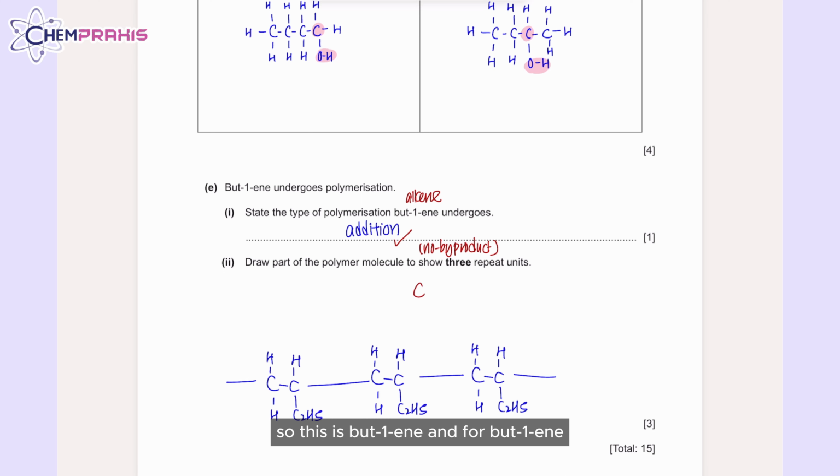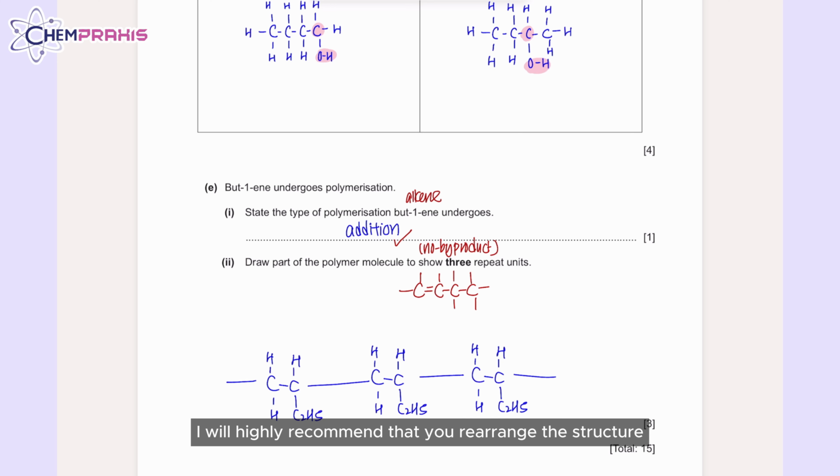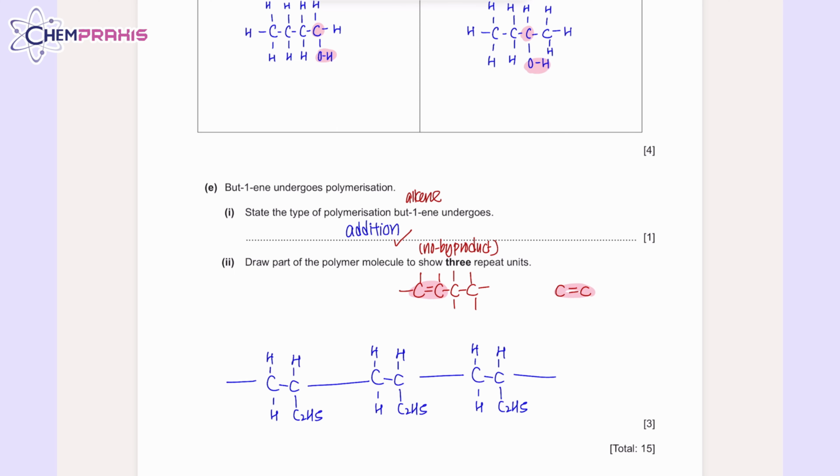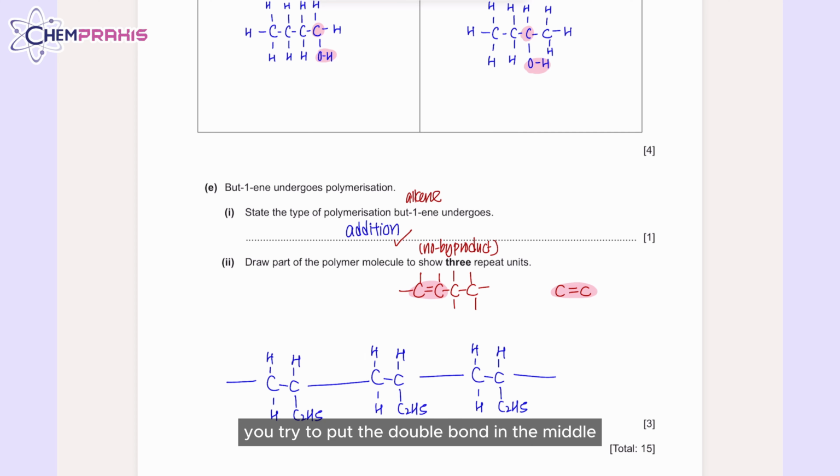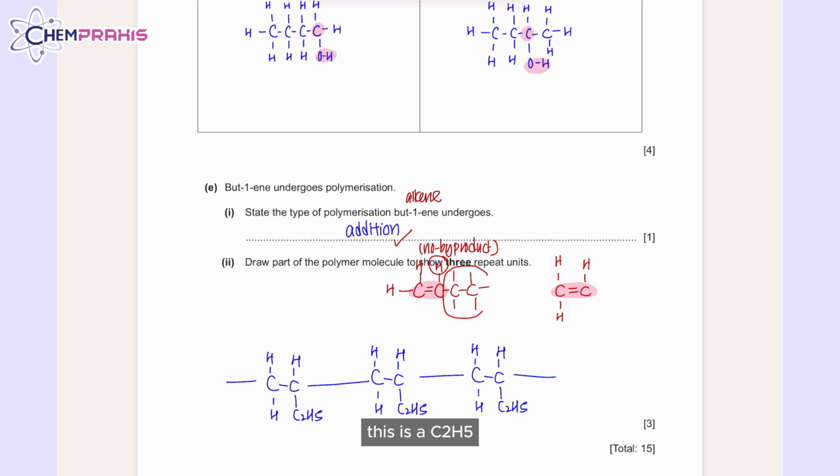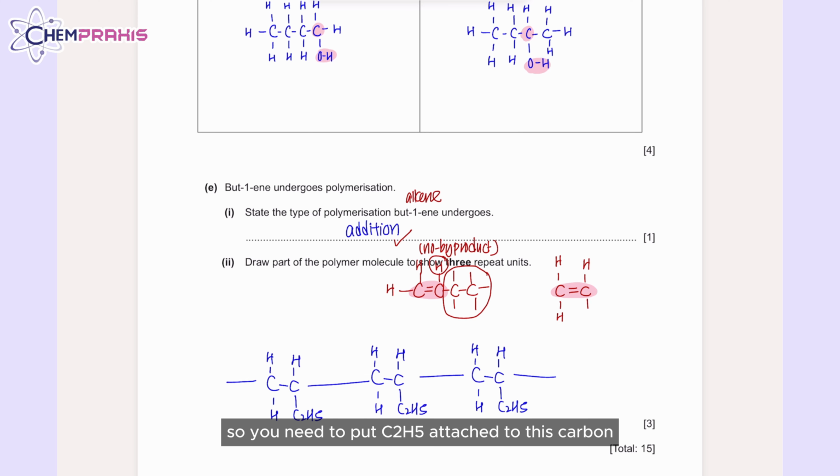So this is but-1-ene. And for but-1-ene, usually before you draw the polymer, I highly recommend you to rearrange the structure. How do you rearrange the structure? You need to make sure that you put the double bond in the middle. Then for this hydrogen, you can put one hydrogen on top and one hydrogen here. Same goes to this, this hydrogen is on top. And this is a C2H5, so you need to put C2H5 attached to this carbon.